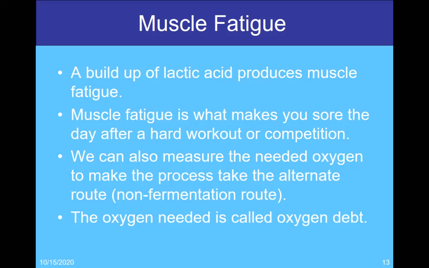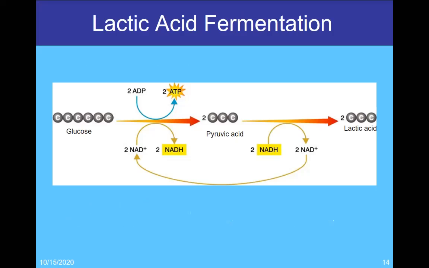So let's look in a little more detail at the lactic acid process in terms of fermentation. Remember, we always start out with glycolysis. So you go through glycolysis and you use 2 ATP to go ahead and break the glucose molecule down into 2 pyruvic acid. If you do not have oxygen to go into the mitochondria, that pyruvic acid is going to go into lactic acid fermentation.